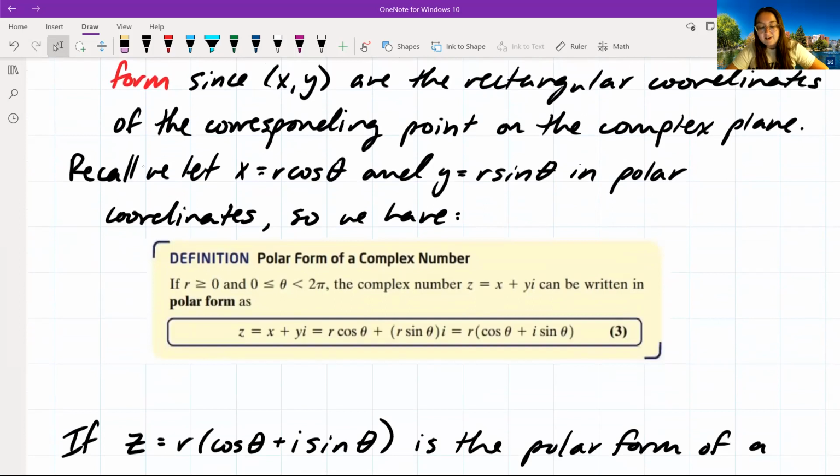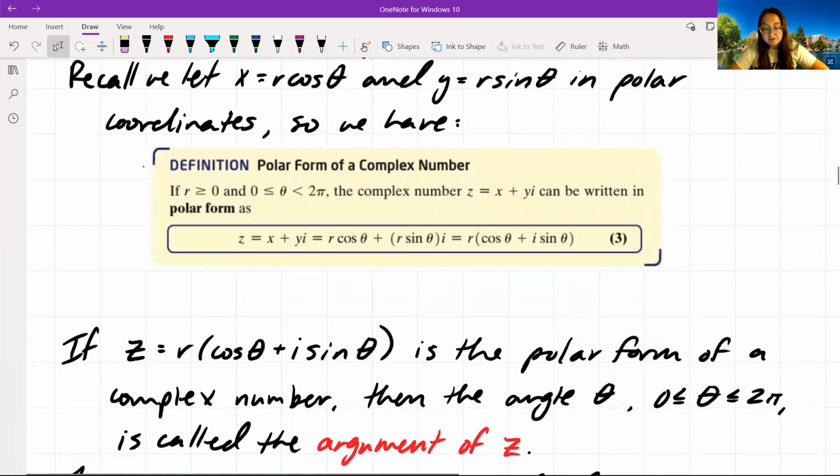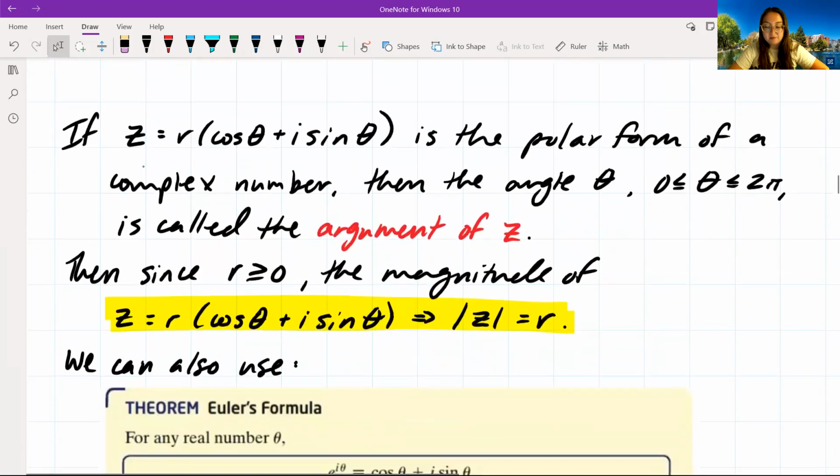So remember that if we let x equal r cosine theta and y equal r sine theta in our polar coordinates, we end up getting the polar form of a complex number. So that means that if r is greater than or equal to 0 and theta is between 0 and 2 pi, not including 2 pi, the complex number z equal to x plus yi can be written in the polar form as z is equal to x plus yi, where we replace x and y with their polar forms, so we get r cosine of theta plus r times sine of theta times i, which we can simplify further to r times cosine of theta plus i times sine of theta. So now we have the conversion for our complex number in polar form.